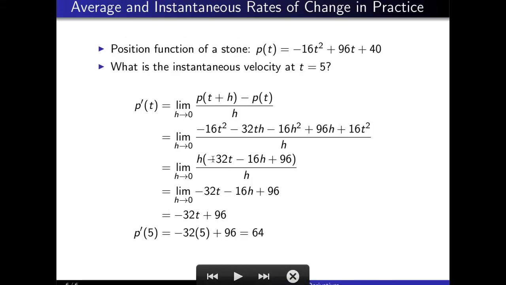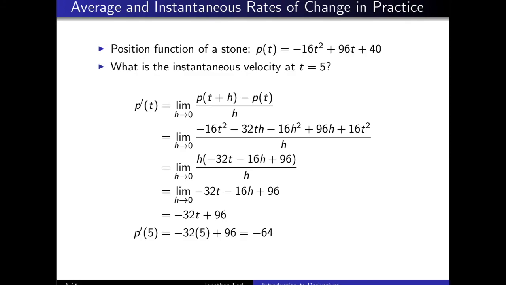So now we can factor an h out of everything in the numerator and cancel that h with the h in the denominator, to give us the limit as h goes to 0 of minus 32t minus 16h plus 96. That's a polynomial in h, so we can evaluate it at h equals 0 to give us minus 32t plus 96 for our derivative function. Because we want the instantaneous velocity at t equals 5, we evaluate that derivative function at t equals 5 to give us minus 64, and in this case again we're using units of feet and seconds for time.